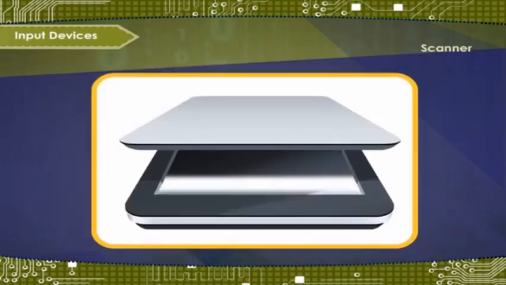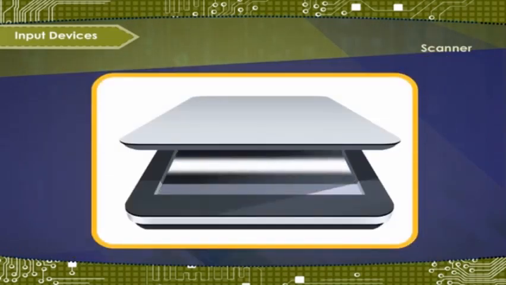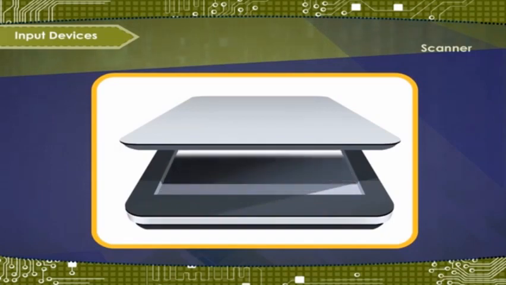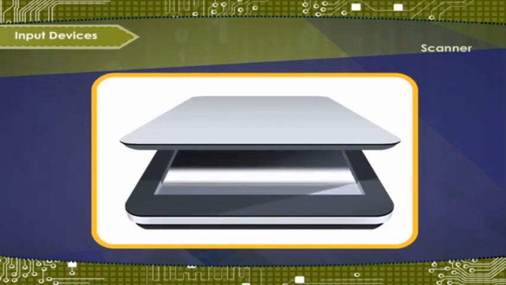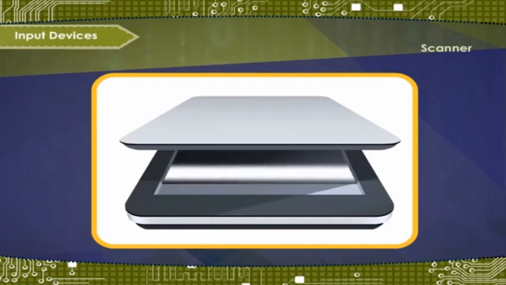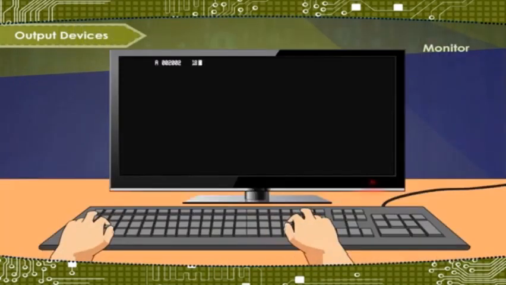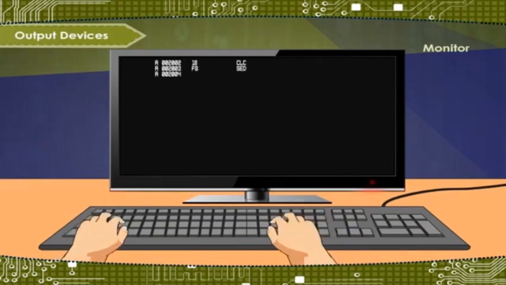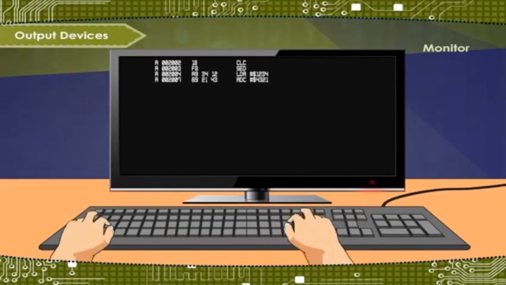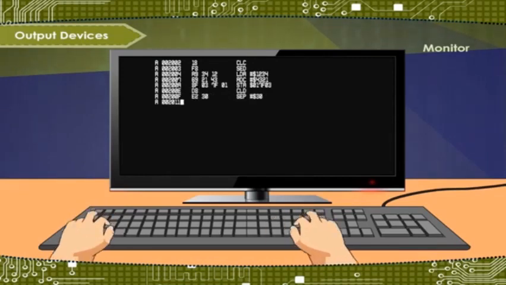Scanner. Scanner is an input device. It scans images and text and sends them to the computer. A scanner works just like a photocopy machine. Output devices. Monitor. It is the screen of the computer. It displays the data that we input and the result or the processed output. Whatever text is entered, either using the keyboard or graphics drawn by mouse or the scanned images, all appear on the screen of the monitor.